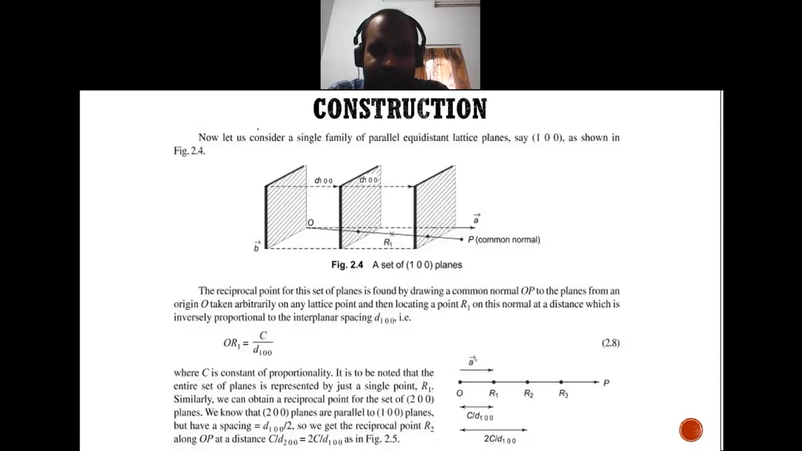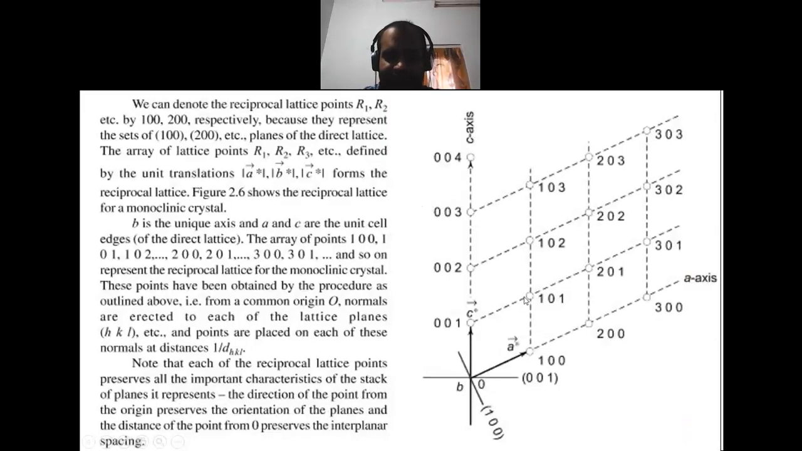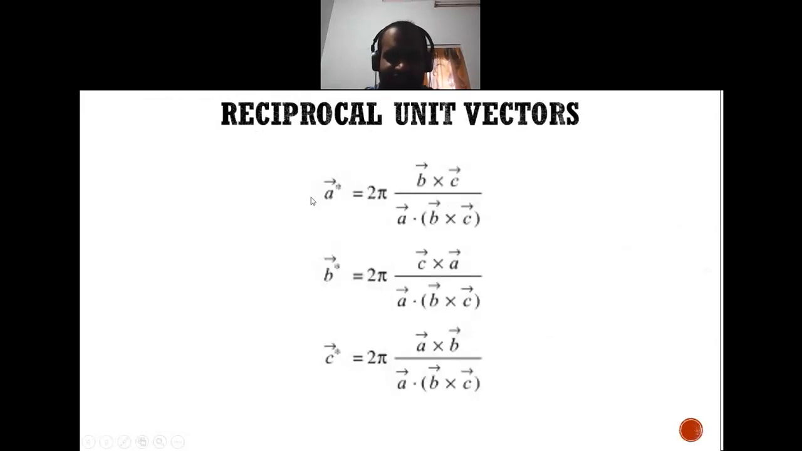About the detailed construction process of the reciprocal lattice, we will learn in the next class. Here is also some detailed description I have taken from the Ajay Kumar Saxena textbook. We will learn about this in the next class. And these are the reciprocal unit vectors, the translation vectors in the reciprocal lattice. They can be expressed in terms of translation vectors in the direct lattice. The relationship is something like this.